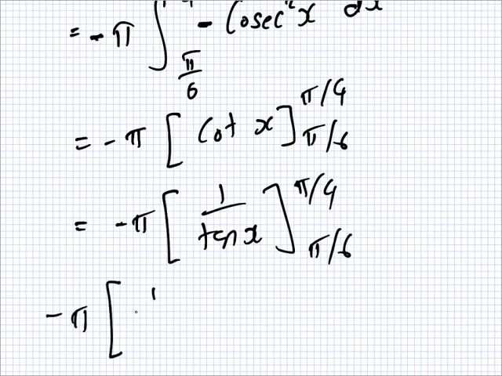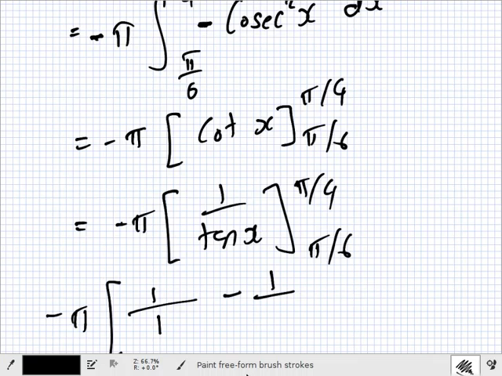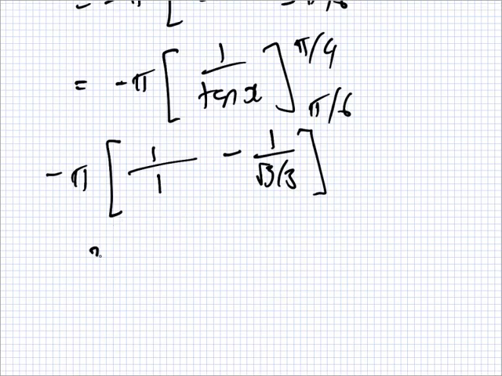What is tan pi over 4? That's 1. And what's tan pi over 6? Is that root 3? Oh, I need to be in radian mode. Yeah, root 3 over 3. So this will be 3 over root 3 minus 1 times pi.